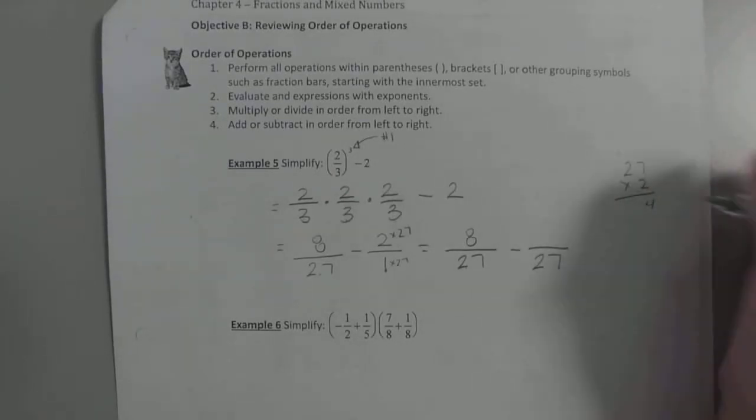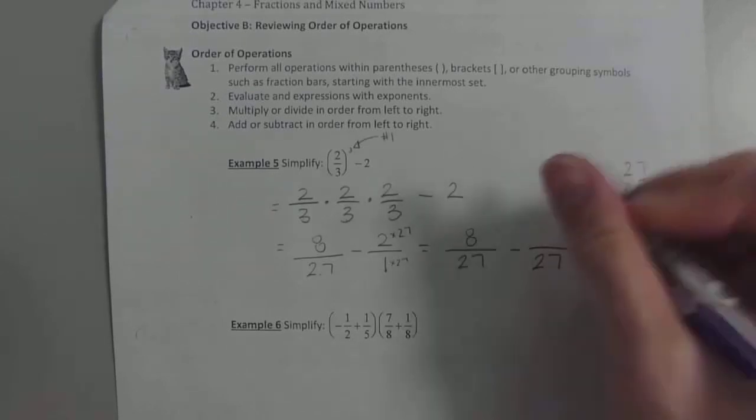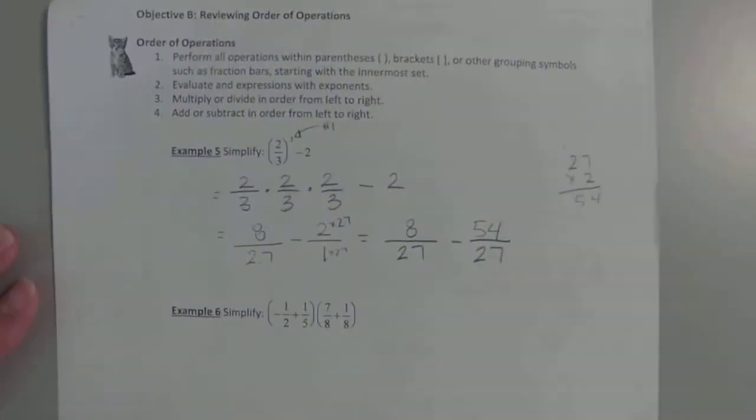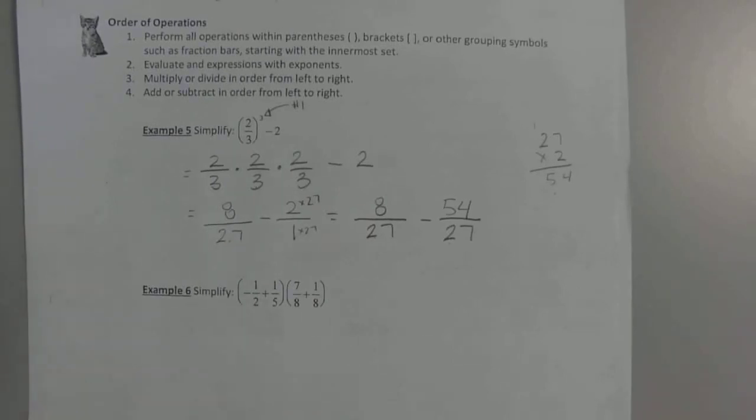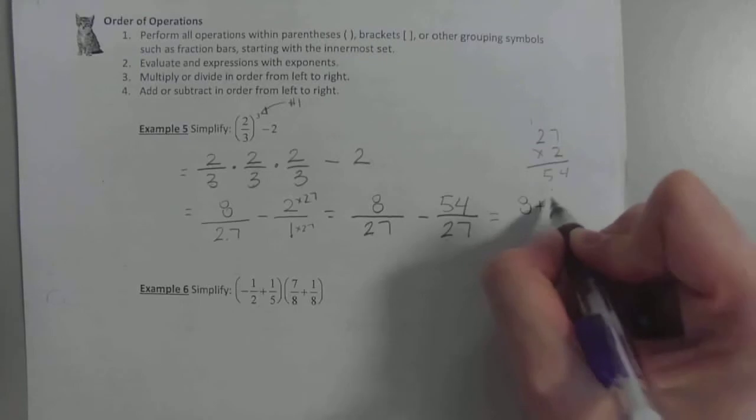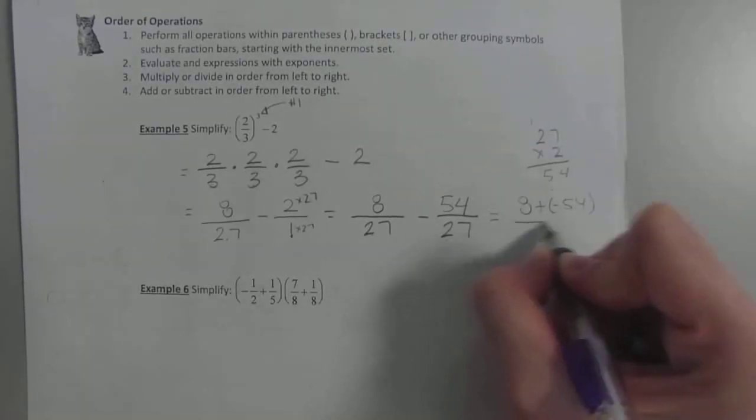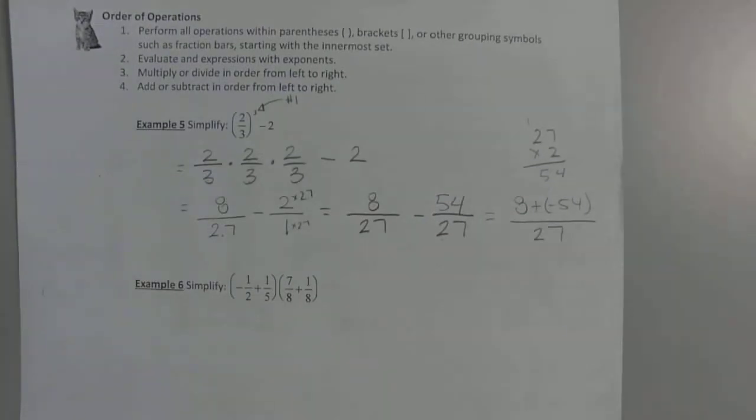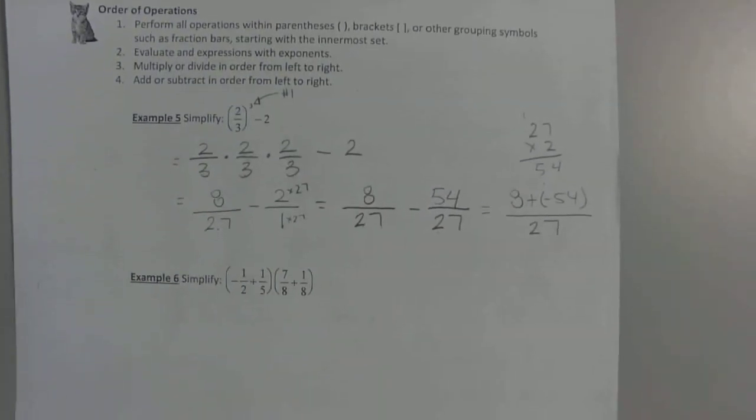So what am I going to do? I'm going to multiply the top by 27. If you know it, great. If not, go off and do some scratch work over here. 27 times 2. 7 times 2 is 14. Carry the 1. 2 times 2 is 4, plus 1 is 5, so 54. Does that look right? All right. So this is where we would rewrite it as an addition problem. This is 8 plus a negative 54 over 27.